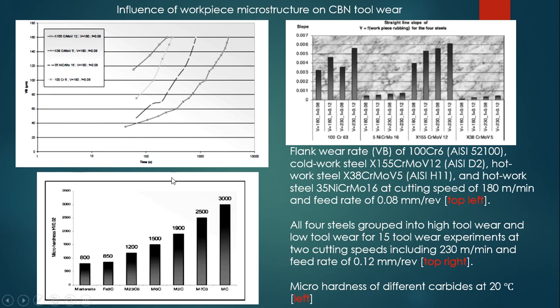This plot also indicates that the hardness is different for different types of carbide, and since the four different materials have different types of carbide, it can be observed that the tool wear is different for the four different materials due to the different hardness of the carbide content.